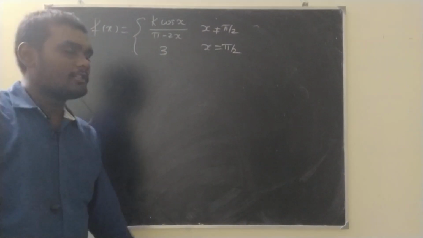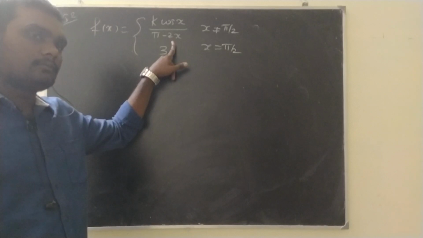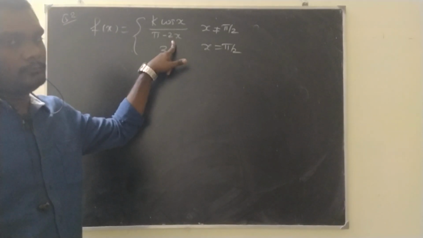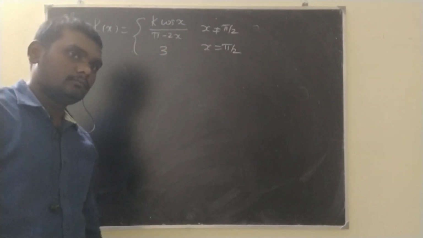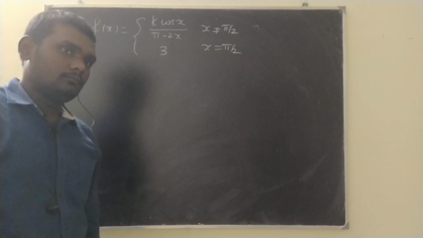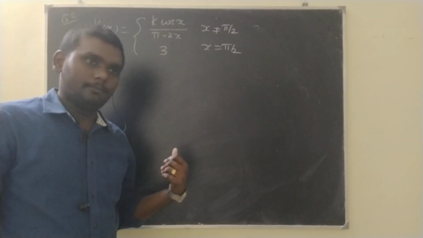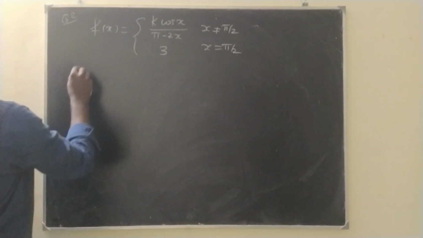Shall we use our shortcut once you check? Substitute pi by 2 here directly. What are you getting? No, pi minus pi. Shall we use the shortcut? No, we can't. Then go by the definition.